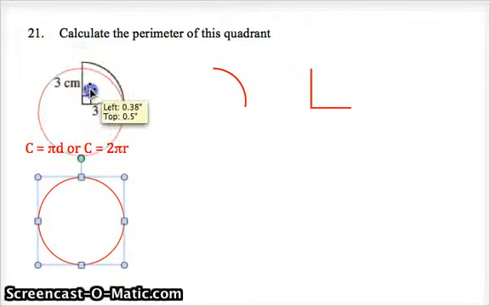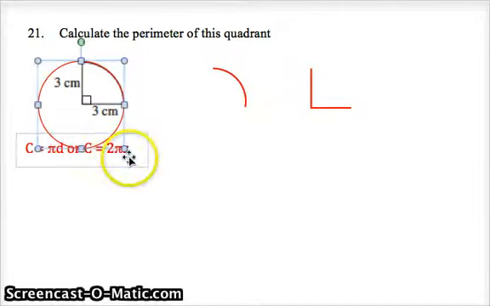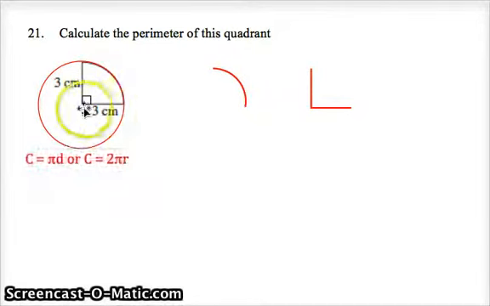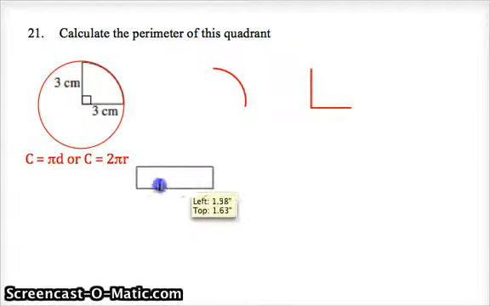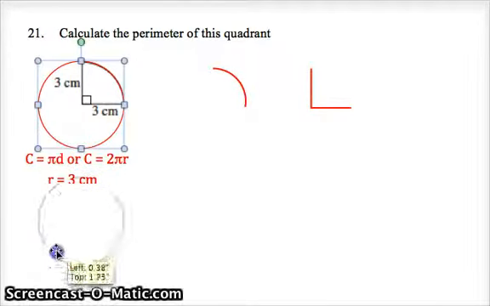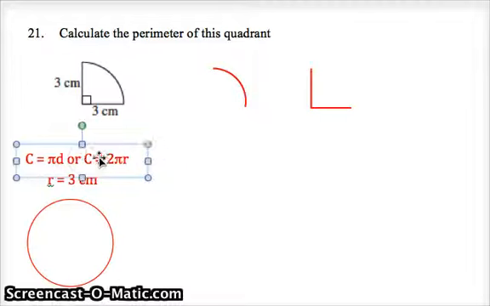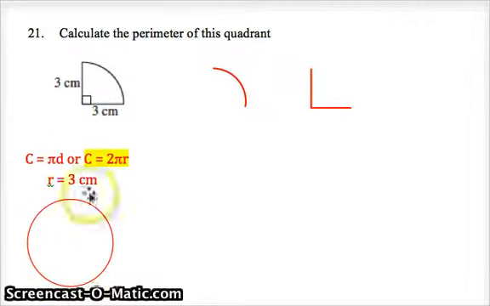Now if I just put this circle on top of the other one, you have to see whether you've been given the radius or the diameter. We can see that we've been given the distance from the center of the circle to the outside, so we've been given that the radius is 3 centimeters. So we need to use the formula that uses the radius, because we've got the radius, not the diameter. So we're going to use the formula circumference equals 2 pi r. So I'll just highlight that. Okay, so we're going to find the circumference of this full circle using c equals 2 pi r.